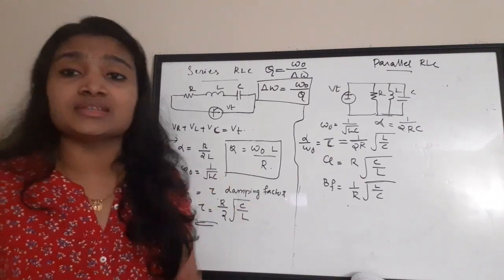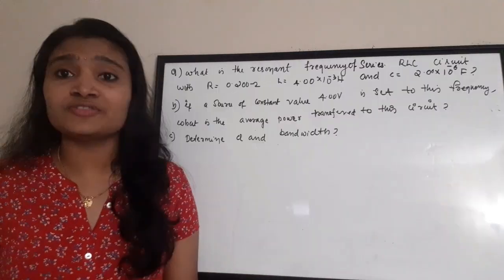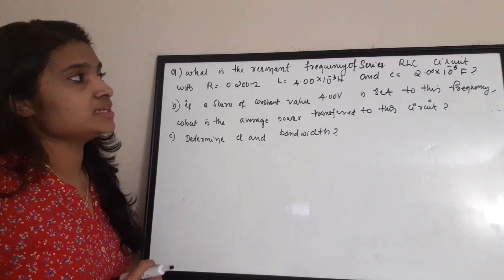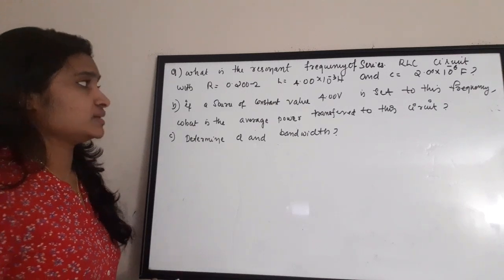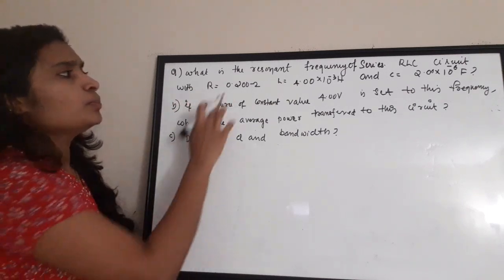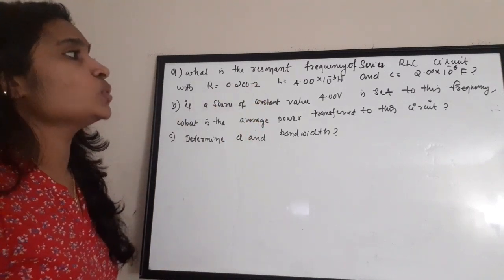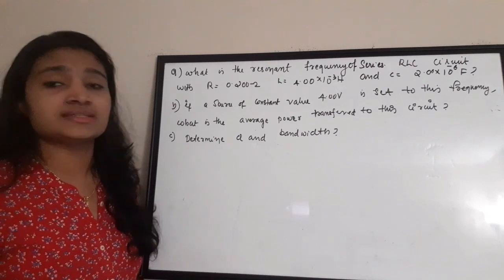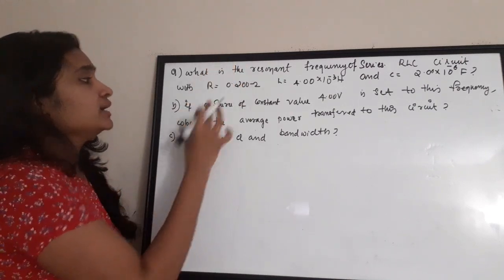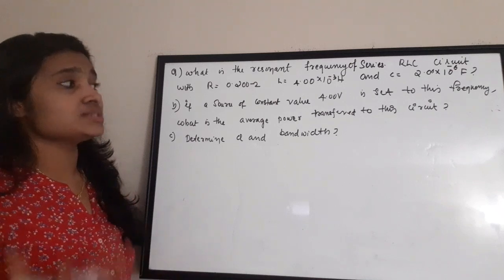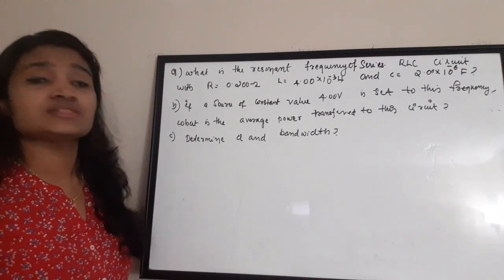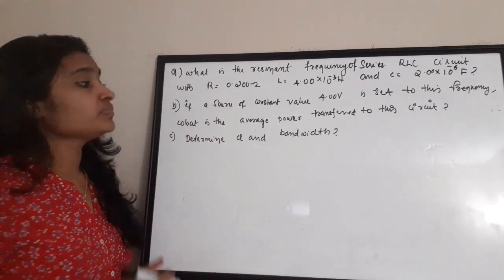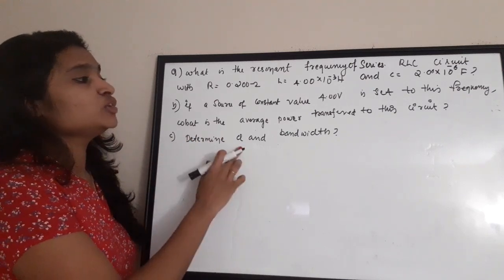That is from the resonance network. We are going to discuss some questions. So the first question that we are going to do is this. What is the resonant frequency of series RLC circuit with R equal to 0.2 ohm, L equal to 4 into 10 raised to minus 3 Henry and C is equal to 2 into 10 raised to minus 6 Farad. So that is part A. Part B, if the source of constant value 4 volt is set to this frequency, what is the average power transfer to this circuit? Part C, determine Q and bandwidth.